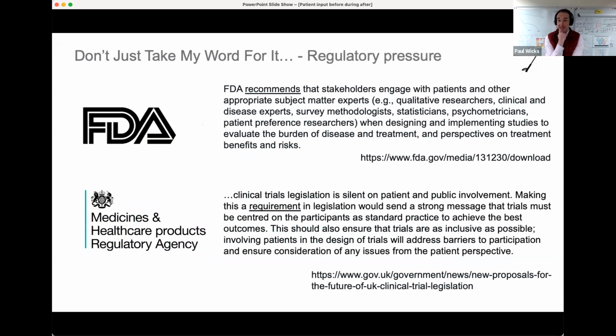So we're all very busy. Everybody has to teach and research and mentor and manage and sit in committees, all the rest of it. So why should patient involvement come up as a priority?